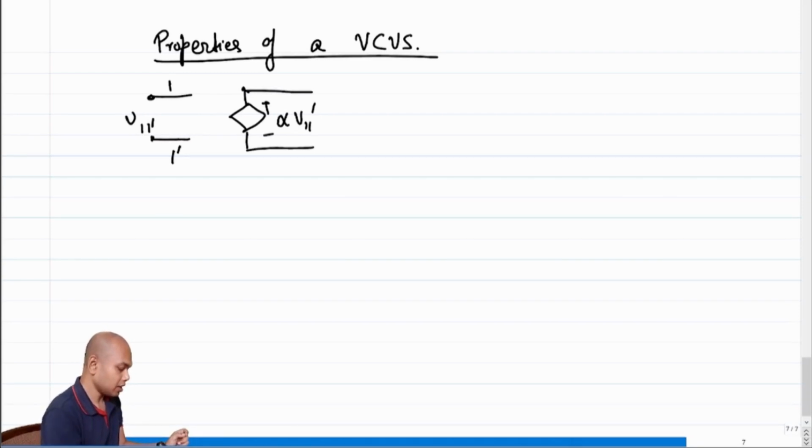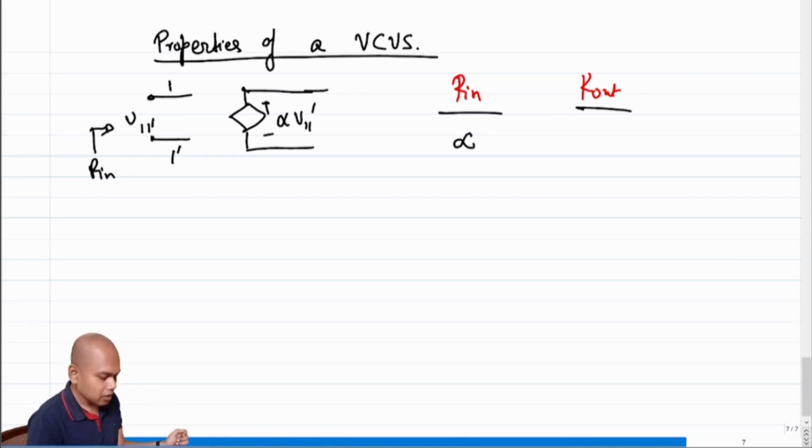Correct? And what is the impedance? What is the input impedance of a voltage controlled voltage source? So what is R in and what is R out? In a voltage controlled voltage source, the R in is infinite. Correct? And what is R out? It's a voltage source, so what is the R out of a voltage source? It's 0, right? But by now we already know that infinite doesn't exist, 0 also doesn't exist.